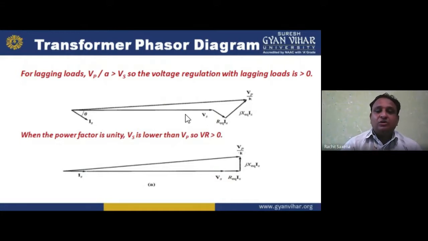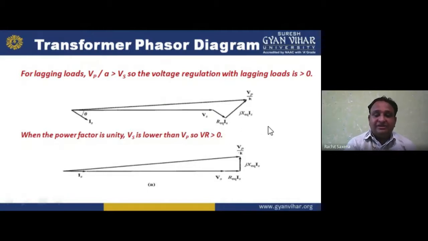So the voltage regulation with lagging load is greater than 0. See here, we have this. When the power factor is unity, Vs is lower than Vp. When the power factor is unity, the secondary voltage is always lower than the primary voltage. So Vr is greater than 0. Voltage regulation with lagging load is again greater than 0.